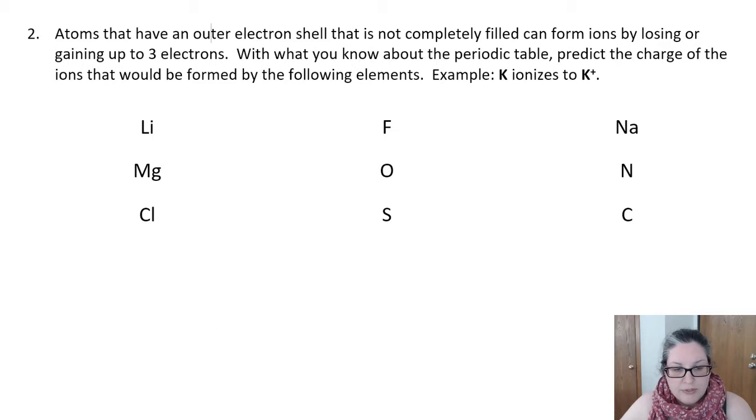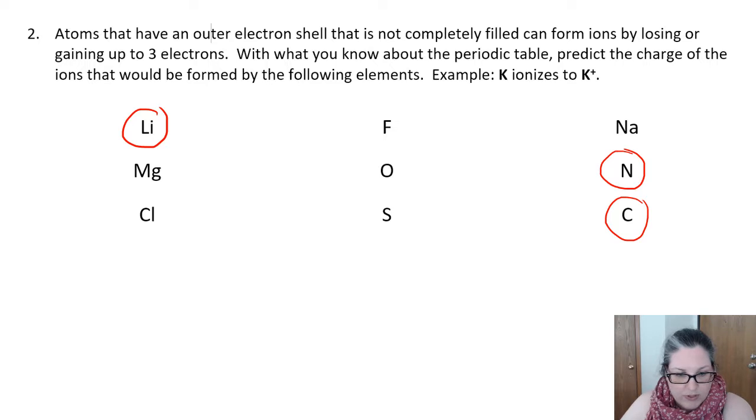If we take a look at number 2, atoms that have an outer electron shell that is not completely filled can form ions by losing or gaining up to 3 electrons. With what you know about the periodic table, predict the charge of the ions that will be formed by the following elements. Let's do 3 of them. Let's do lithium, we'll do nitrogen, and we'll do carbon, one more then, magnesium.